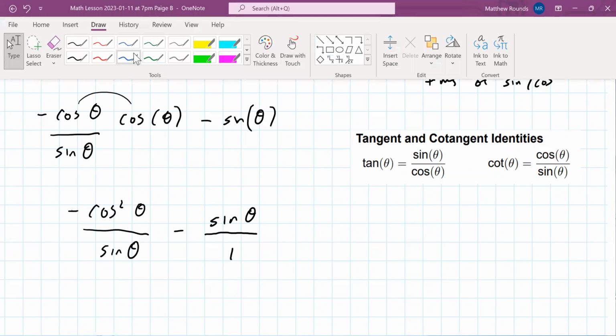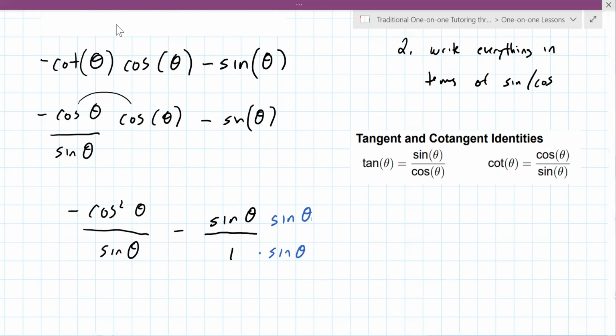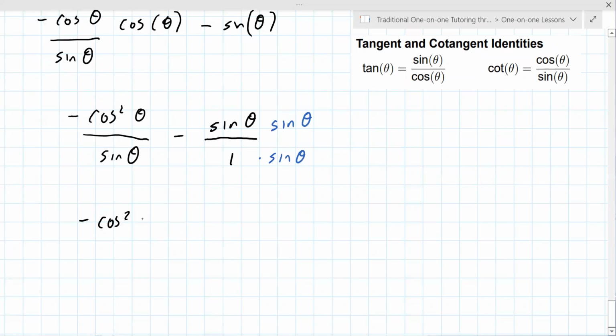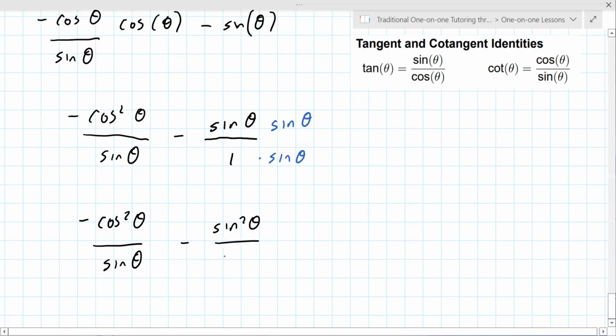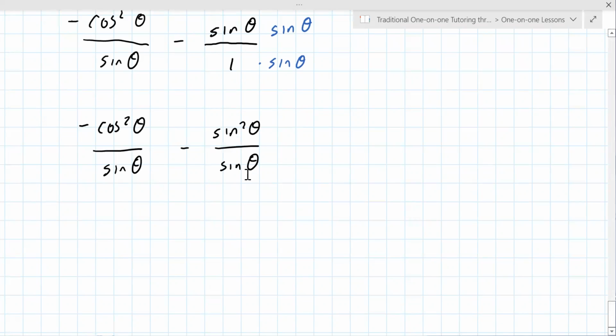And this is where there's a little bit of a link to what you did last semester. We're going to make a common denominator here of sine theta, so you multiply the top and bottom by sine theta. It's a common approach that you might see. So this becomes minus cosine squared theta over sine theta minus sine squared theta over sine theta. And since the bottoms are the same, you can combine the tops. So this becomes minus cosine squared theta minus sine squared theta.